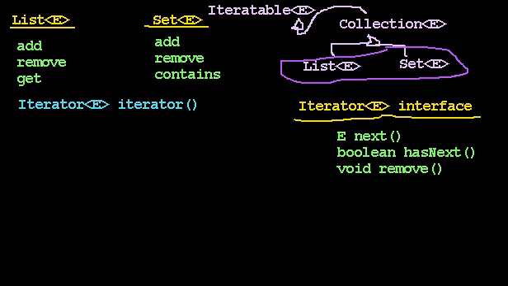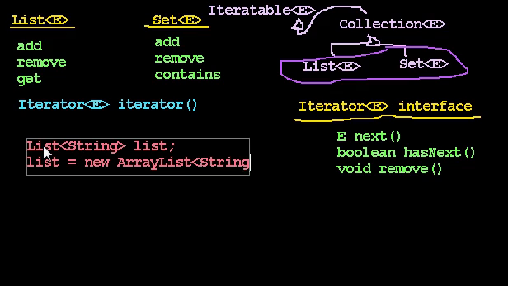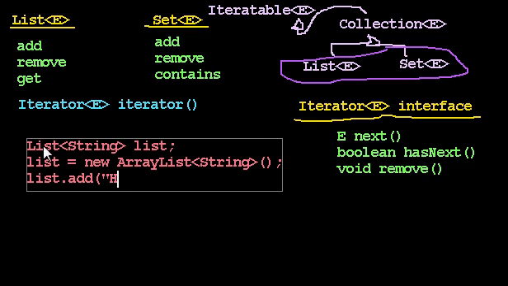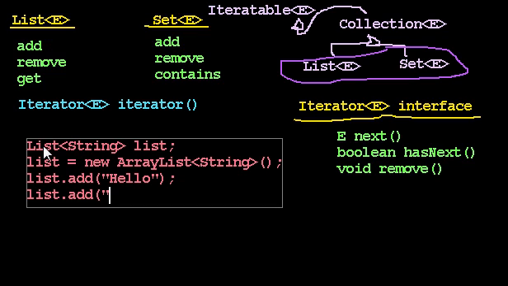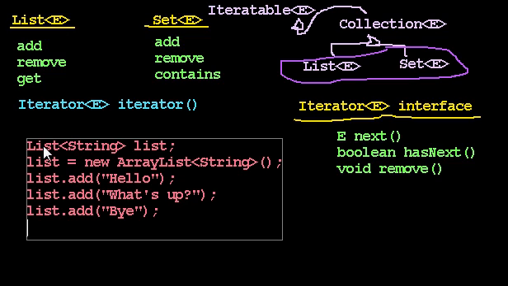So, example time. Suppose I have a list. Let's make it a list of string. And my list of string is going to be called, uncreatively, list. Since I'm going to run out of room, we'll do it on two lines. List will start out being a new array list of strings, which is initially empty, so let's add some stuff to it. Hello. Let's say, what's up? And maybe bye. Okay, and now I go to use an iterator.